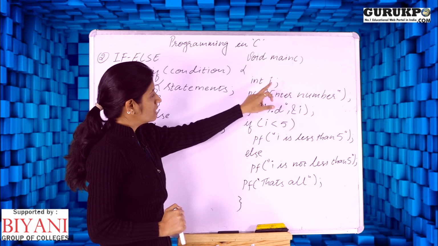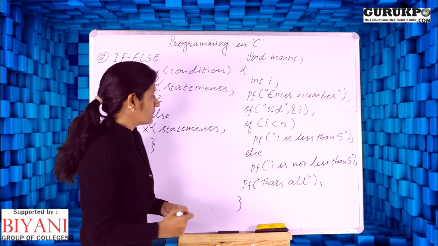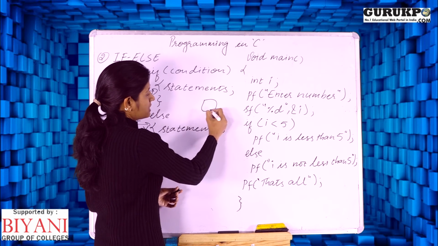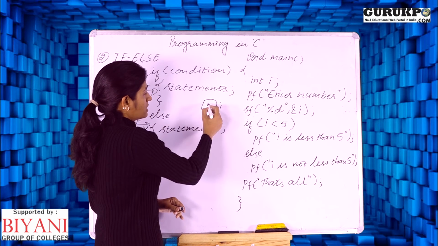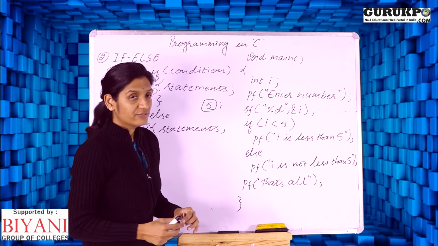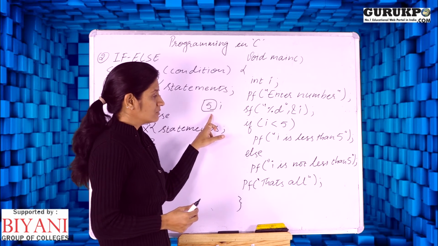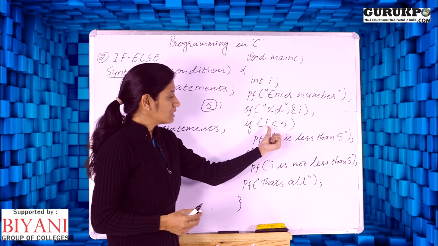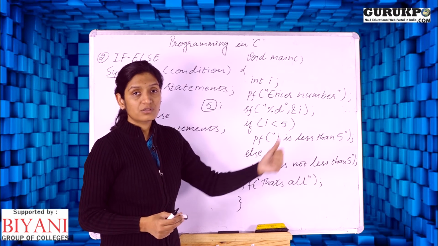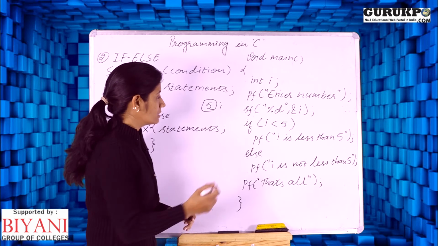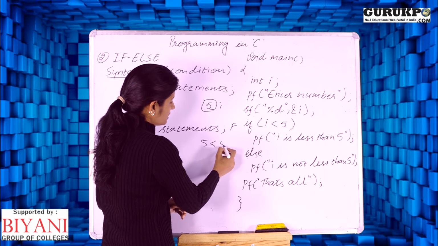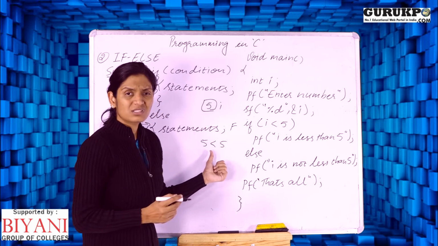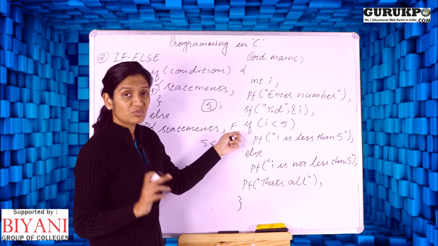We have written the code. I have again taken a variable, that is I. Suppose this is I. I have asked the user to enter any number. Suppose the user has entered 5. So the value of I has become 5. Now let's see the condition. 5 less than 5. Is it true? No, it is not. The condition has become false. 5 less than 5. No, it is not, since they are equal. So the condition has become false.